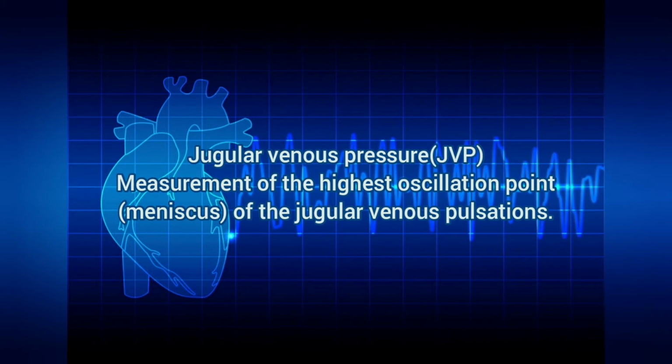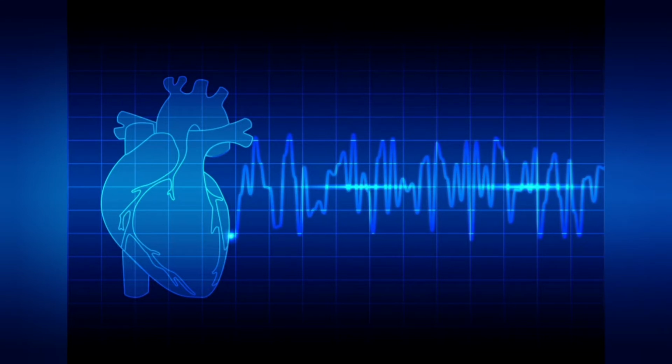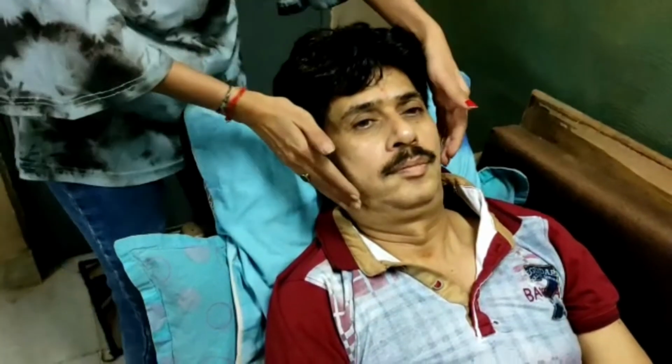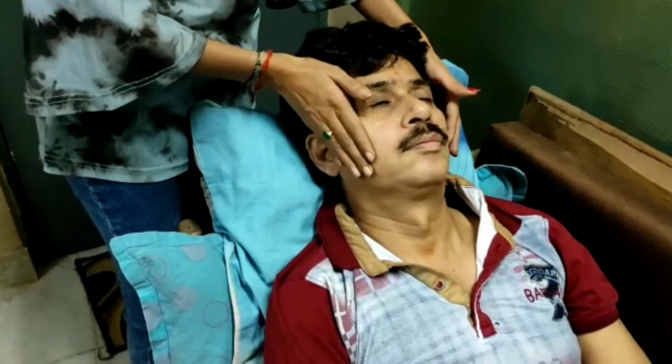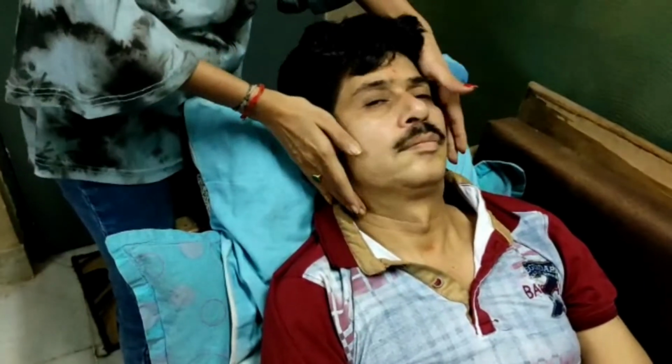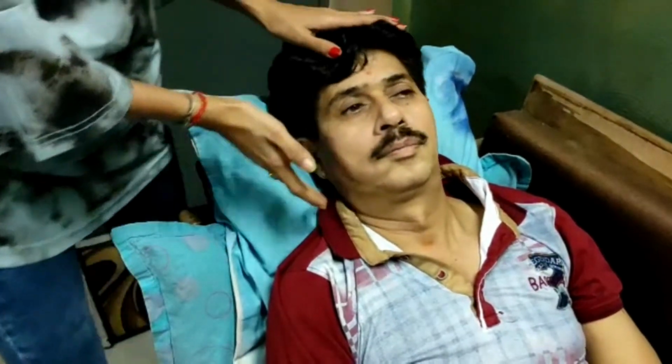Jugular venous pressure is the measurement of the highest oscillation point, the meniscus of the jugular venous pulsation. It reflects the pressure in the right atrium, the central venous pressure. Examine both sides of the neck, then turn the patient's head slightly to the left, as the physical examination should be conducted on the patient's right.